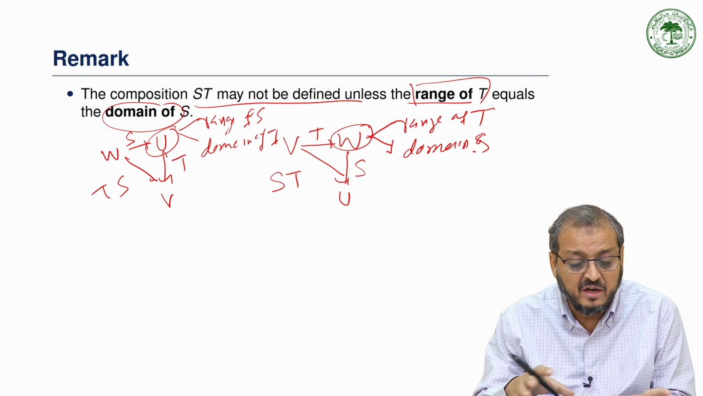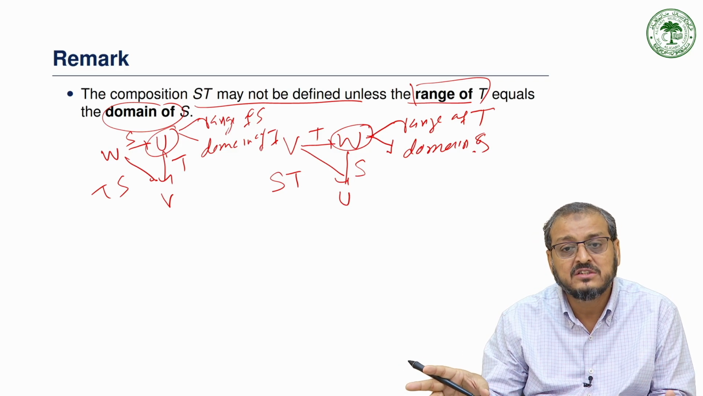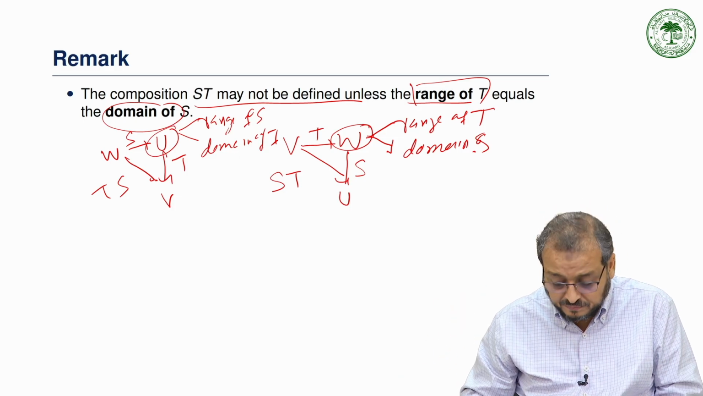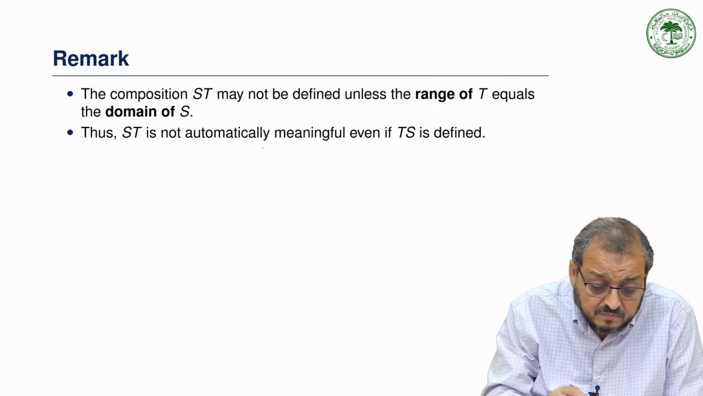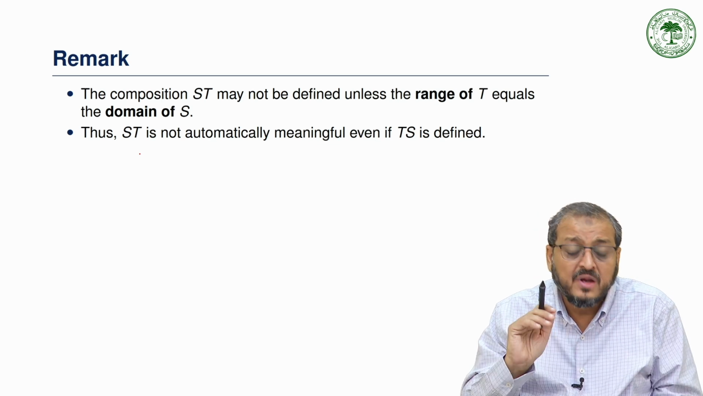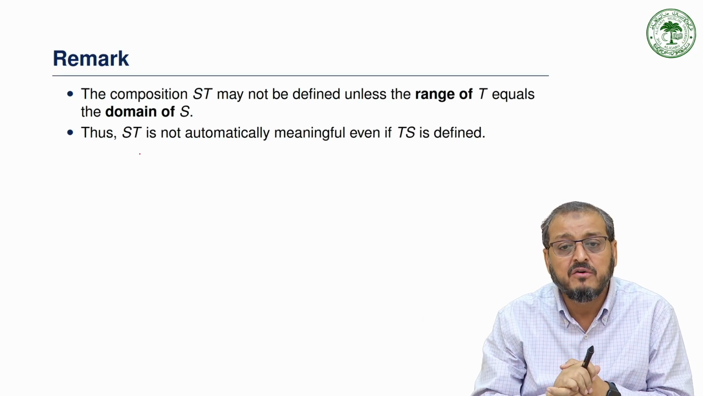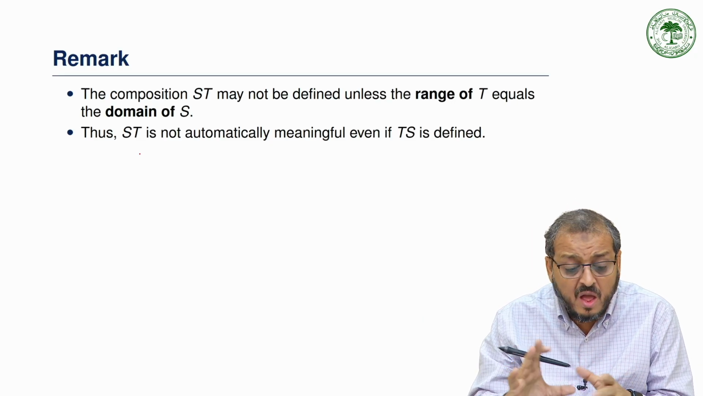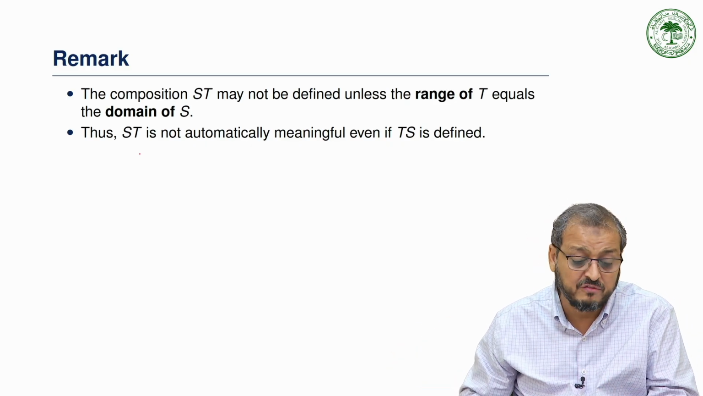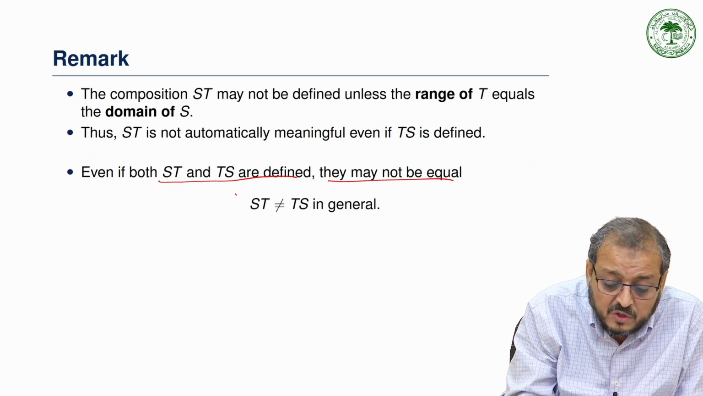Means we can say that the composition of two maps ST is defined only when the range of T and the domain of S are the same, and TS is defined only when the range of S and the domain of T are the same. Now, second, ST being defined does not automatically mean that TS is defined. So this is not necessary. We may have only one of them defined, and maybe the other is not defined. Even if both are defined, they may not be equal.